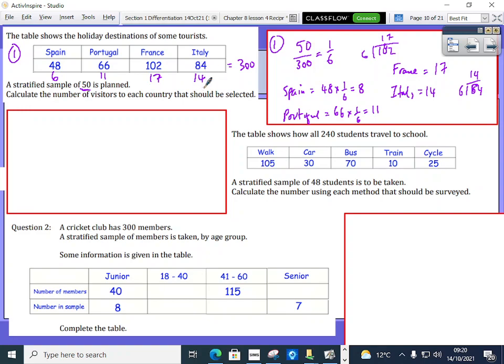Now, just as a clue, the more you have in your population of visitors, the more of that proportion you should have in your sample as a rule of thumb. Spain had the lowest number of tourists, so that should be the least in your sample. And France had the highest number of tourists, so that should represent the most. So just keep an eye out when you go through it.